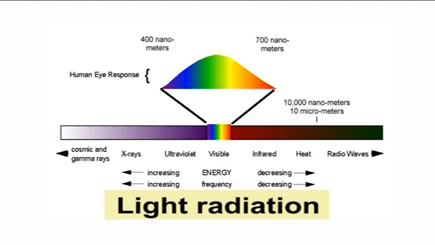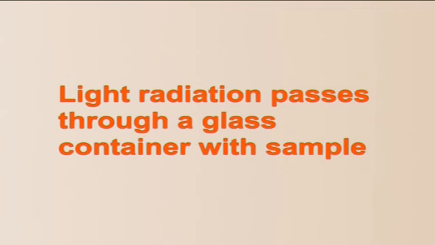The energy source is to provide a stable source of light radiation, whereas the wavelength selector permits the separation of radiation of the desired wavelength from other radiation. Light radiation passes through a glass container with sample. The detector measures the energy after it has passed through the sample.